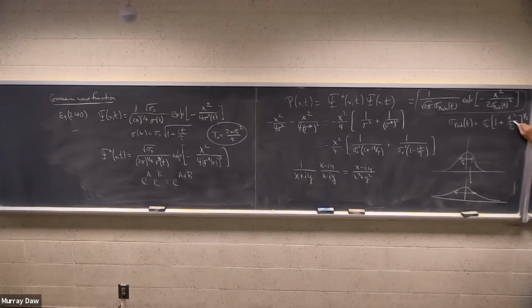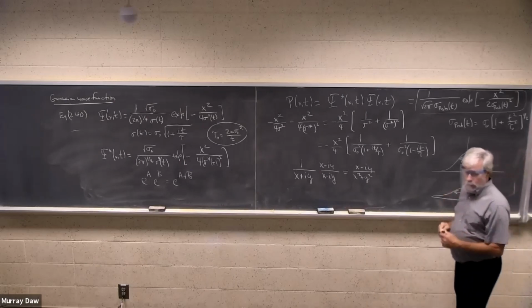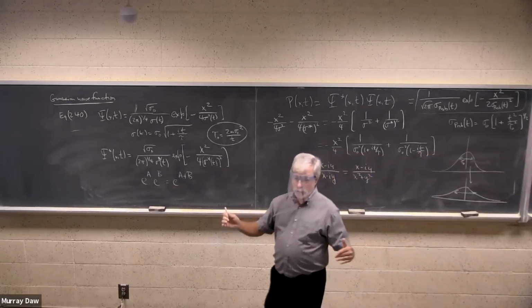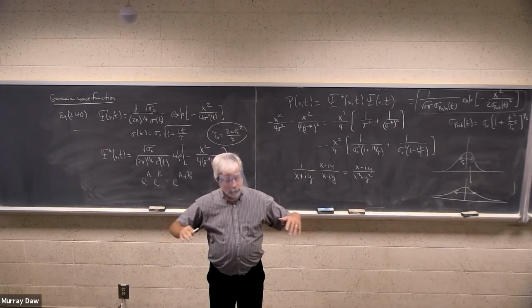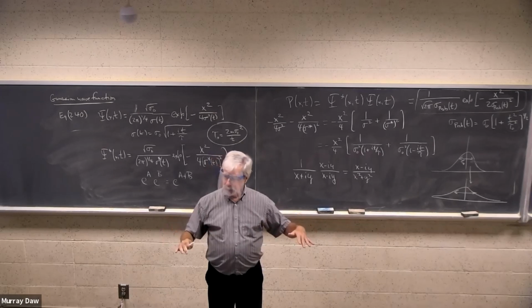And the time scale for that to occur is given by this parameter tau naught, set by the initial width. So if we start something off really narrow, it's going to spread faster. If we start something off already pretty wide, it's going to spread, but not as fast.